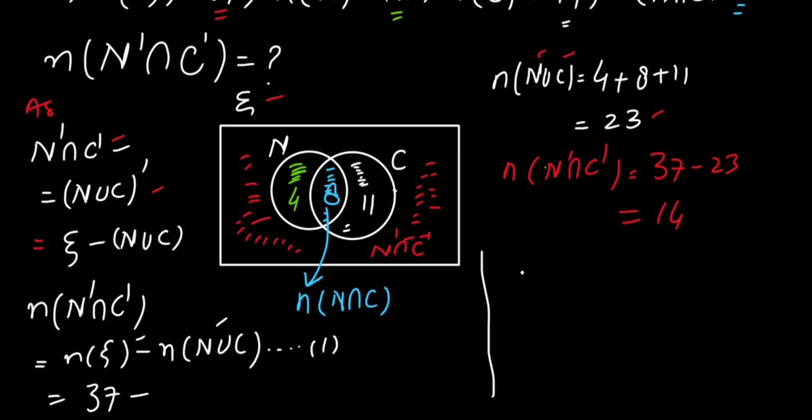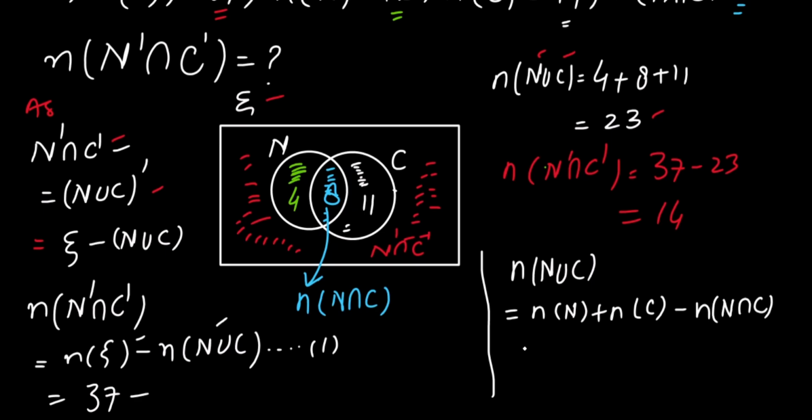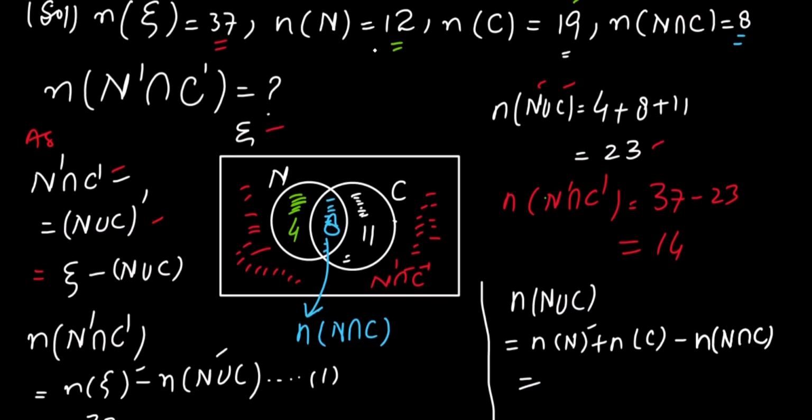We know that in case of intersecting sets, the number in the union of two sets is given by the number in the first set plus the number in the second set minus the number in the set of their intersection. As n of N is equal to 12 here. Number of comics readers are 19, and in the intersection they are 8. So this is equal to 19 minus 8, 11. 11 plus 12, this is 23.